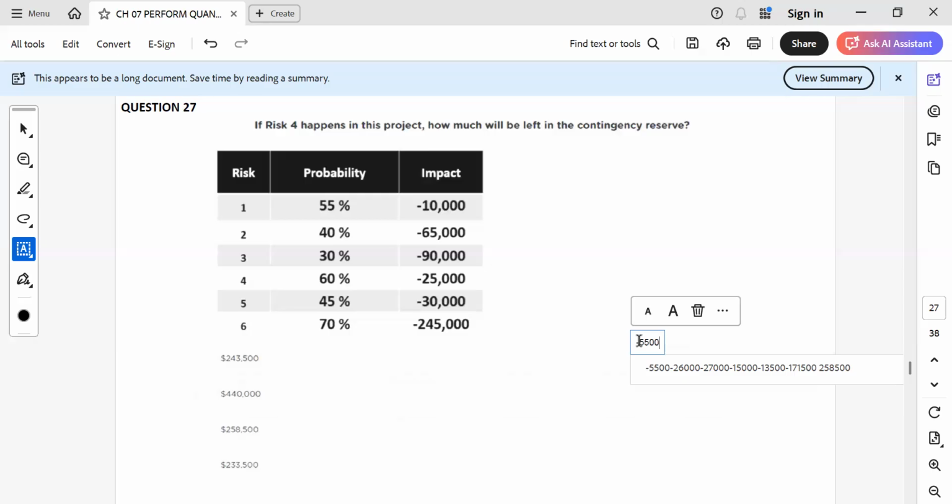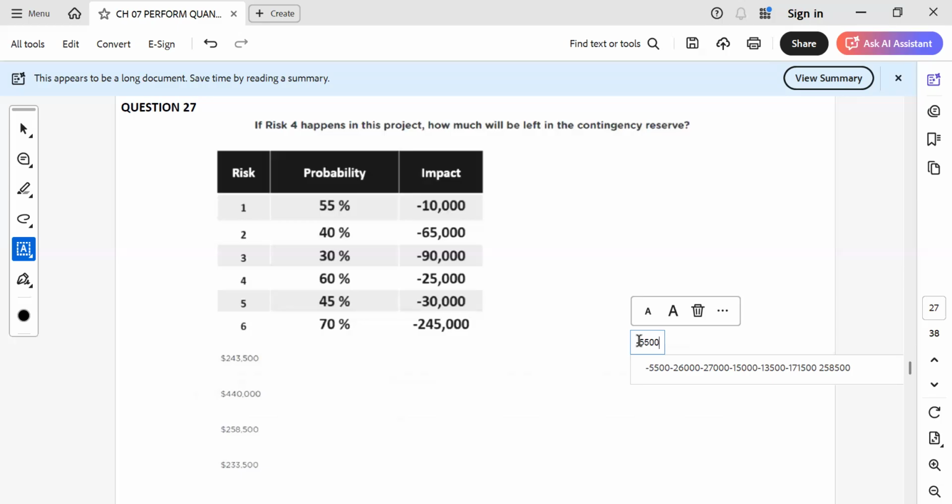Minus 25,000, right? So I have to add them both, right? If I add them both, minus this one. First of all, you told me 233,500, right? No, it is 258,500. Okay, correct? Correct. Total contingency reserve is 258,500.